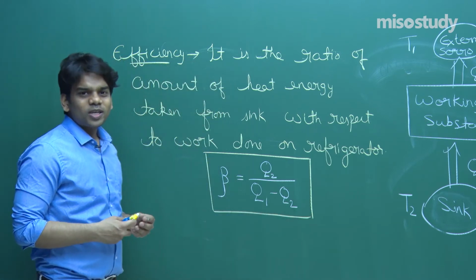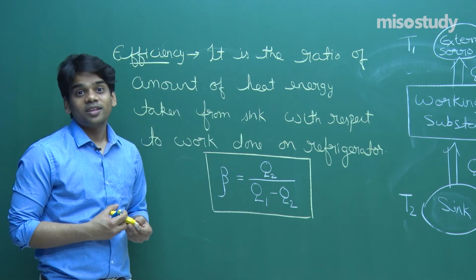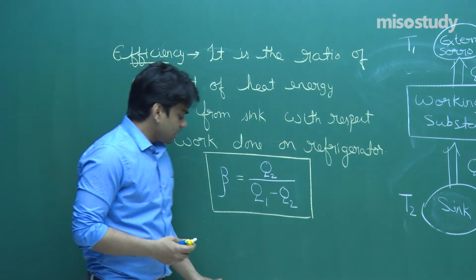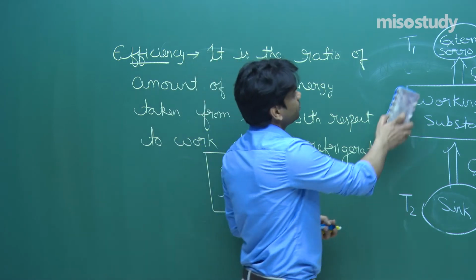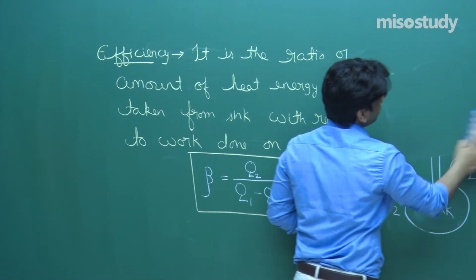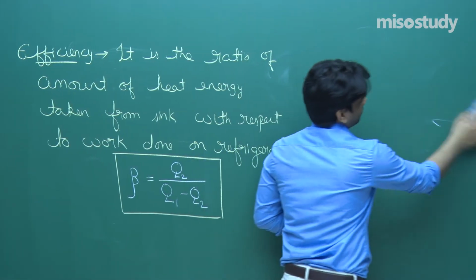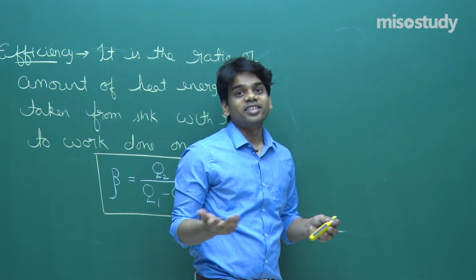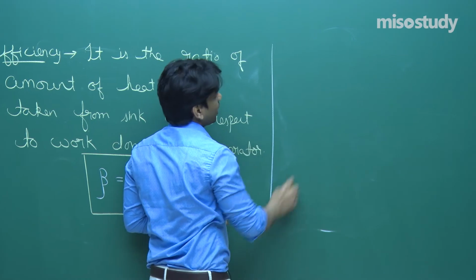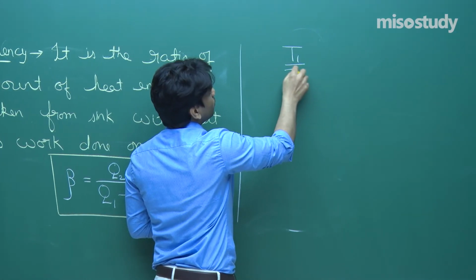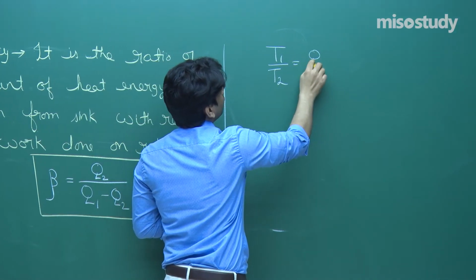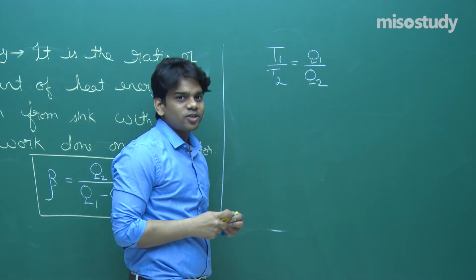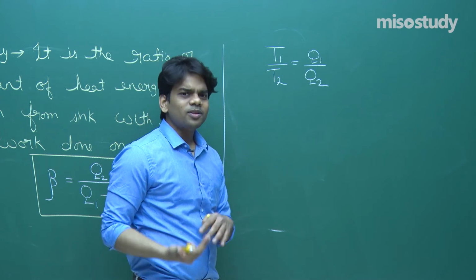I believe that you must have watched the last class and remember the relation between the ratio of Q1 and Q2 and T1 and T2. In the last class, I said, and we also derived, that T1 by T2 is equal to Q1 by Q2. This is what we already derived in the case of the heat engine. The same will be applicable in the case of the refrigerator.